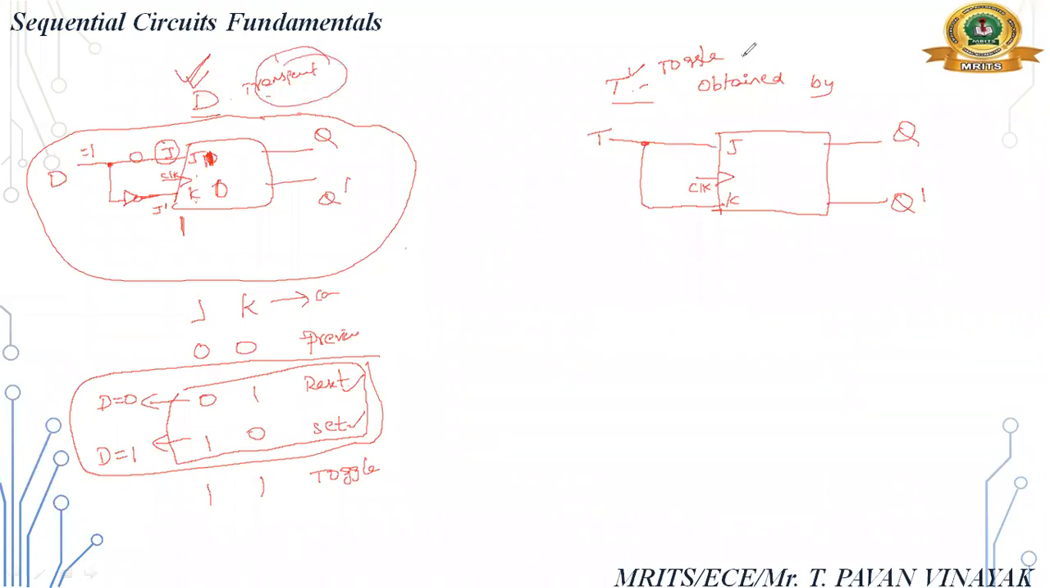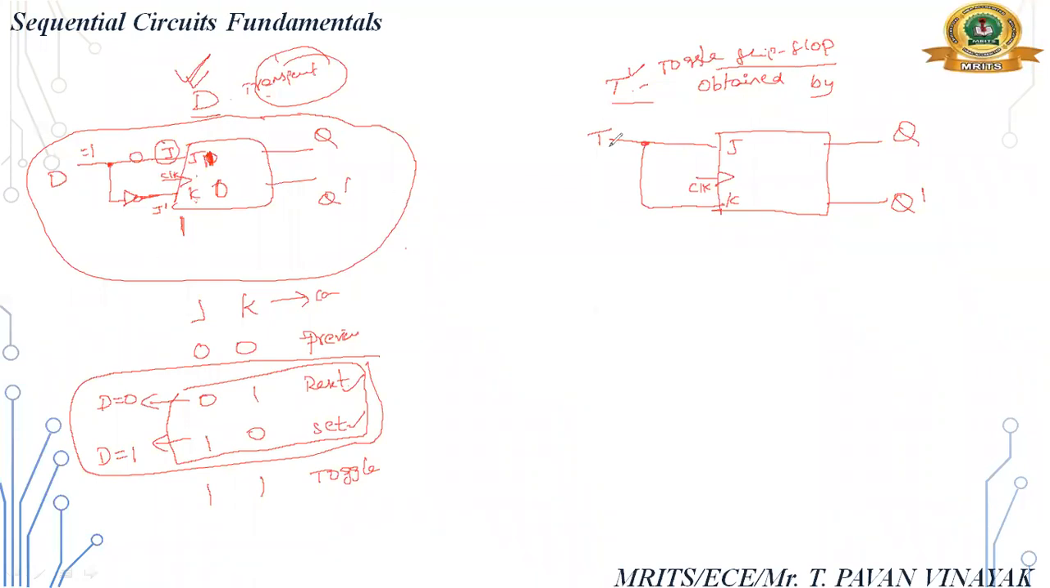Now how do we obtain the T flip flop? The T flip flop is also obtained from the JK flip flop only. Here are Q and Q bar, this is J, this is K, and this is the edge triggered clock input. Simply J is equal to K. Then we call it the T flip flop or toggle flip flop. T means toggle, D means data.